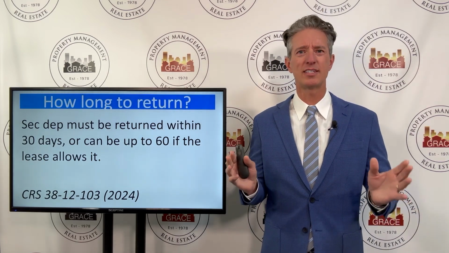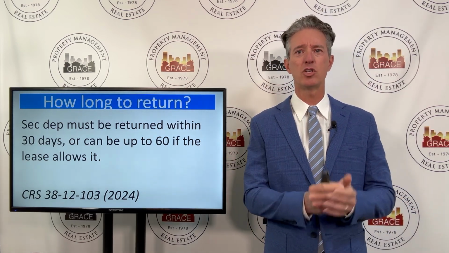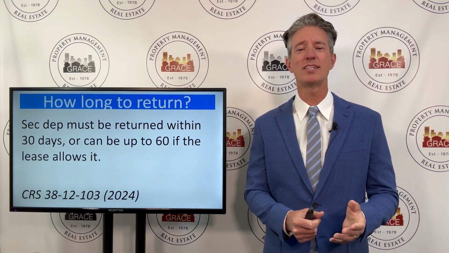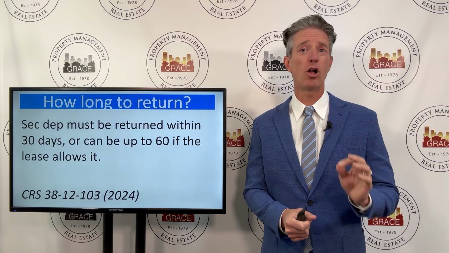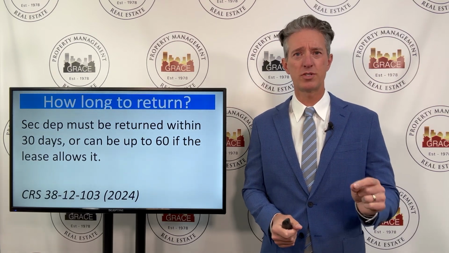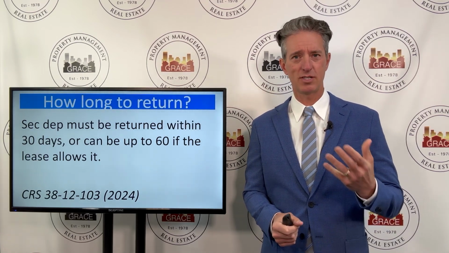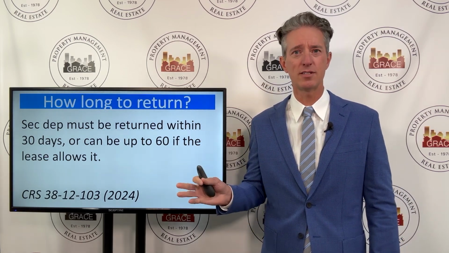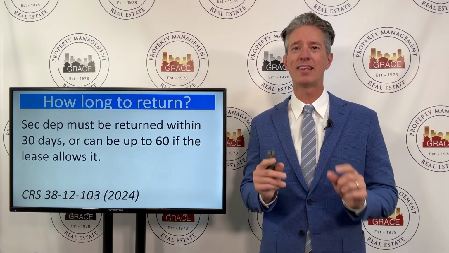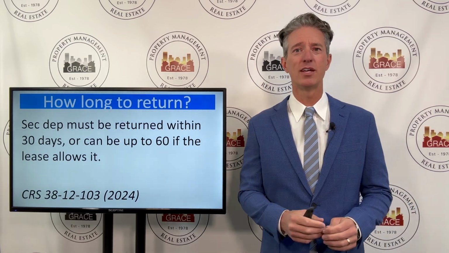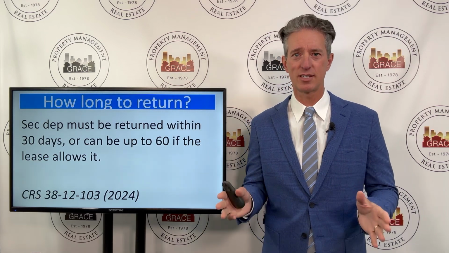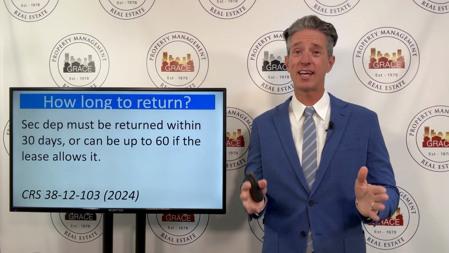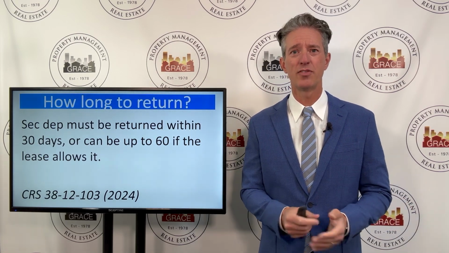So how long does it take to get your deposit back? You're a tenant, you move out of a property. When should you expect to receive that deposit back, or at least a disposition of any charges? Colorado state law says that you must receive the return of the deposit or the disposition of that, the letter explaining any charges, within 30 days of you moving out of the property, unless the lease itself states that the landlord has up to 60 days. So it's no more than 30 if the lease is silent, or if the lease says, hey, we have 60 days to return it, then it's 60 days.